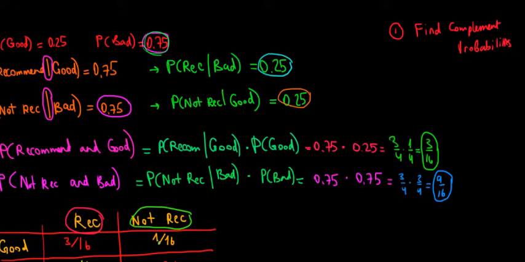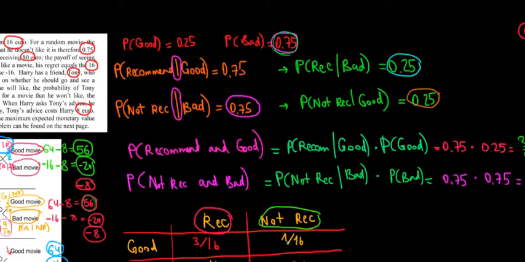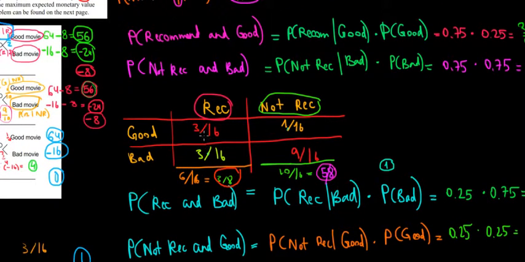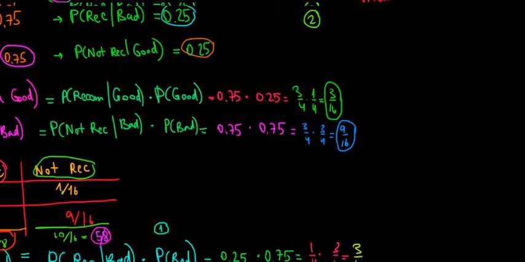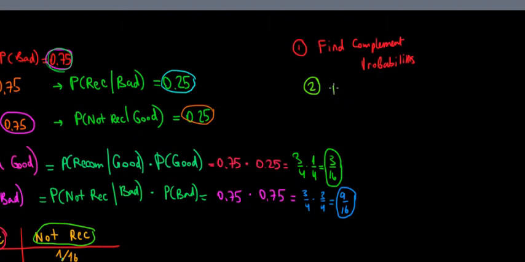What did we do as a second step? As a second step, we found out the joint probabilities. We drew this matrix, remember? So as a second step, we found the joint probabilities in our matrix. So the probability of recommending and bad, recommending and good, etc. So we found out joint probabilities.